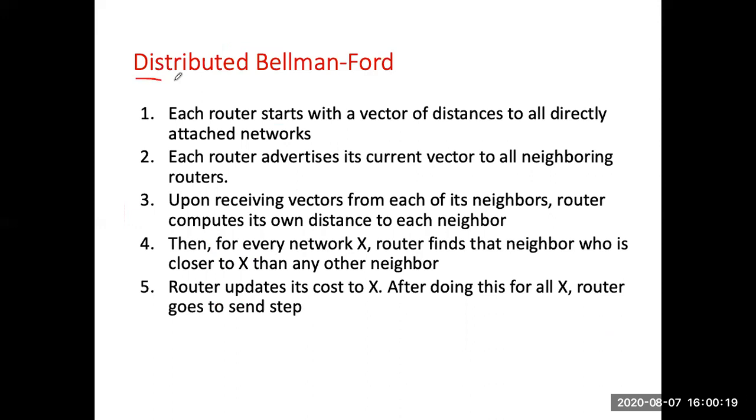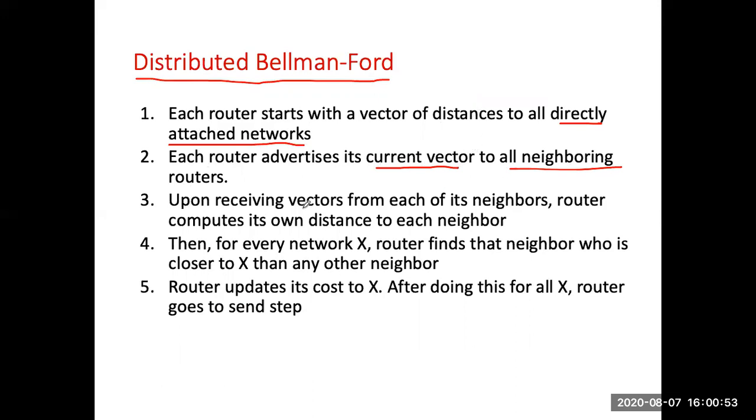Okay, so first we will see what are the basic steps in the distributed Bellman-Ford algorithm. First of all, each router starts with a vector of distance to all the directly attached networks. Then each router advertises its current vector, that is the cost calculated to the immediate neighbor, to all the neighboring nodes. This means first it calculates the cost to the directly attached network, that is the vector of distances, and then it shares this information with all the neighboring routers.